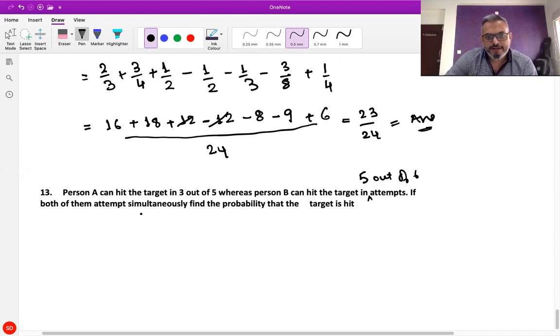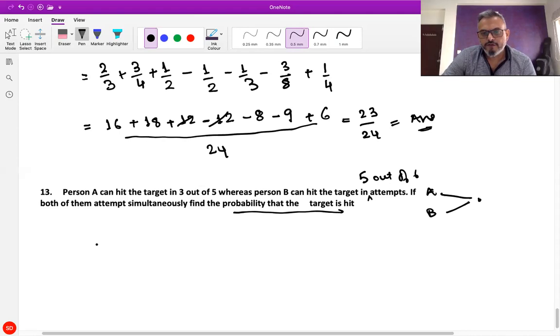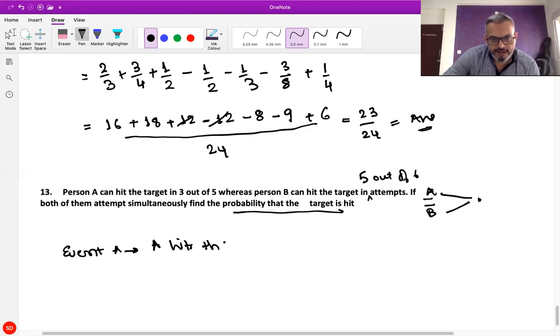If both of them attempt simultaneously, find the probability that the target is hit. हमें क्या चाहिए कि टारगेट हिट होना चाहिए. एक ही टारगेट है, ए भी ट्राई कर रहा है, बी भी ट्राई कर रहा है, तो या ए हिट कर देगा या बी हिट कर देगा या दोनों हिट कर देंगे. So here again we will use P of A union B. Again we will say that A और B दोनों independent events है. So first let's write event A is that A hits the target.